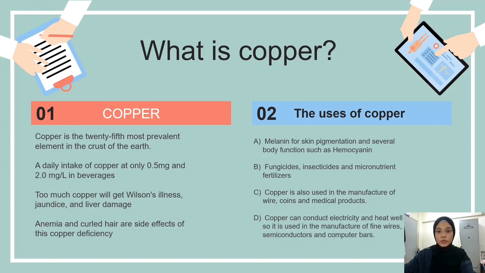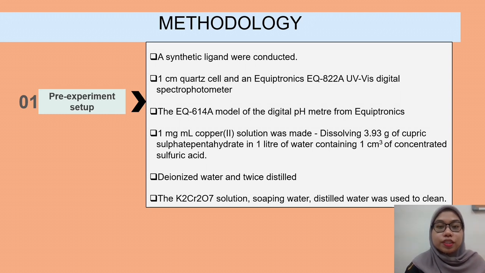Looking at the uses of copper: melanin for skin pigmentation and several body functions such as hemocyanin, fungicides, insecticides, micronutrients in fertilizer. Copper is also used in the manufacture of wire, coins, and medical products. Copper can conduct electricity and heat well. Also, it is used in the manufacture of fine wire, semiconductors, and computer boards. Let's move to the methodology.